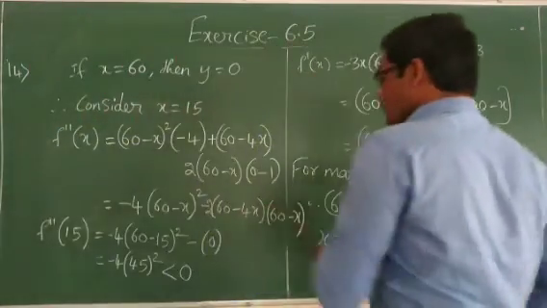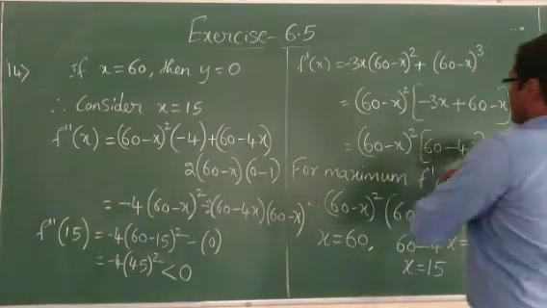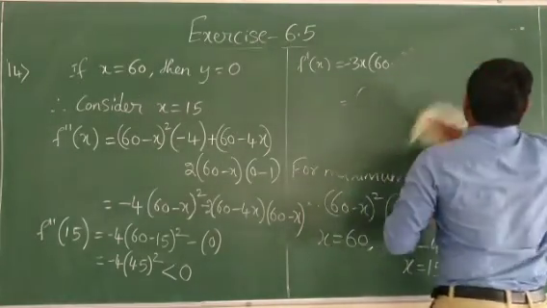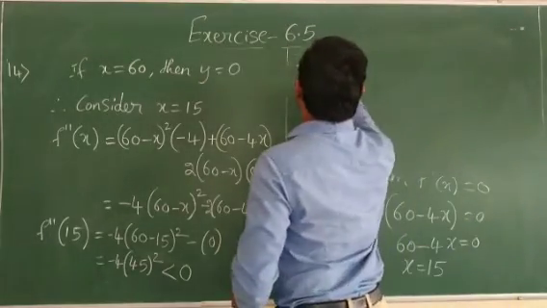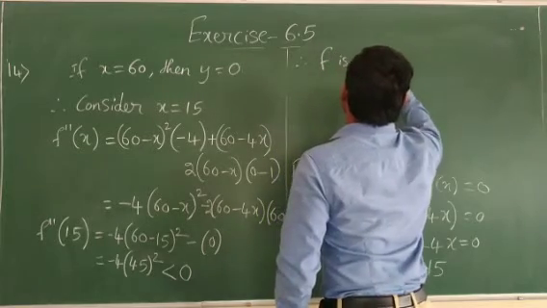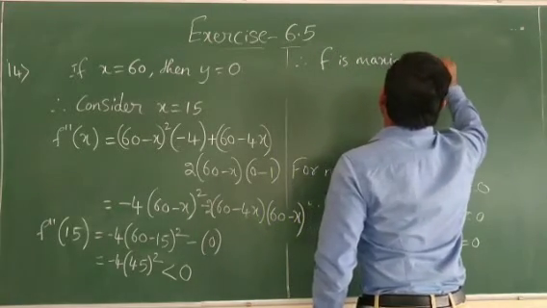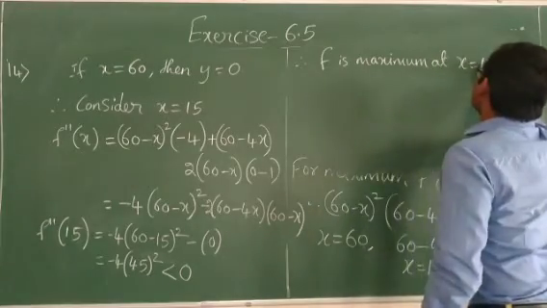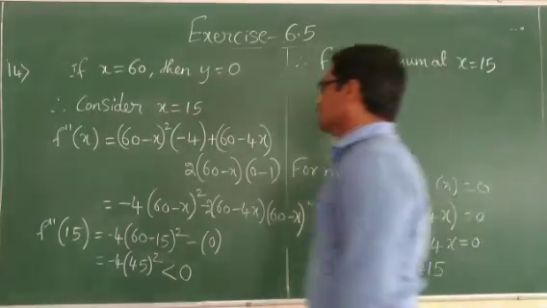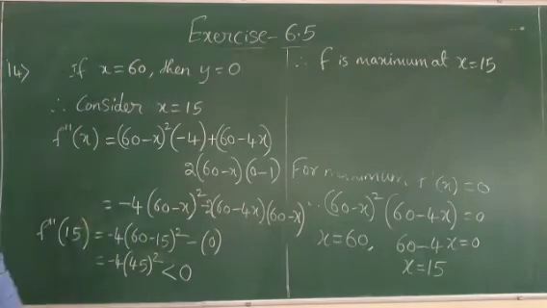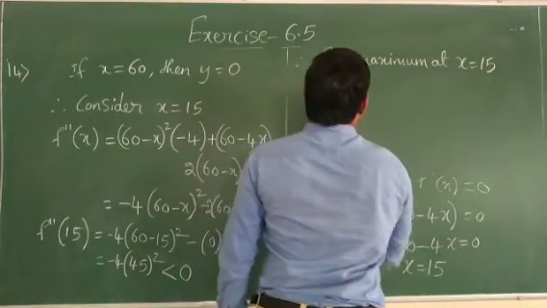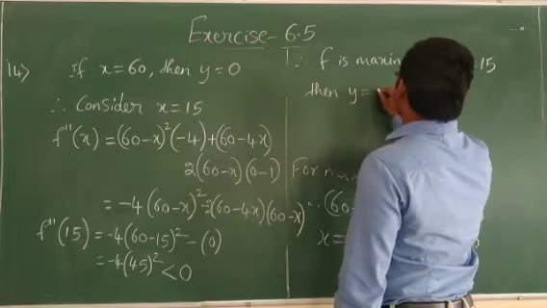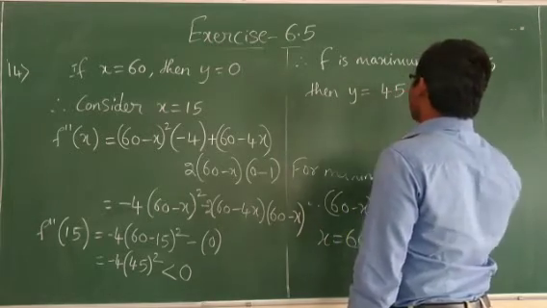Therefore we get f is maximum. Therefore we get f is maximum at x equal to 15. So at x equal to 15 we get the maximum value. Then y will be equal to 45.